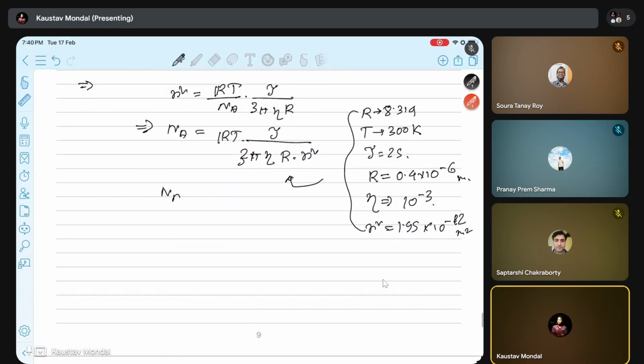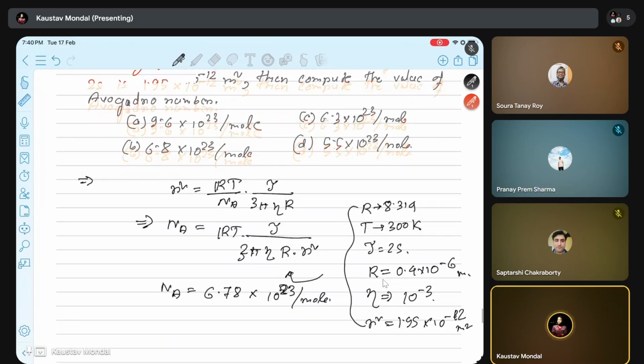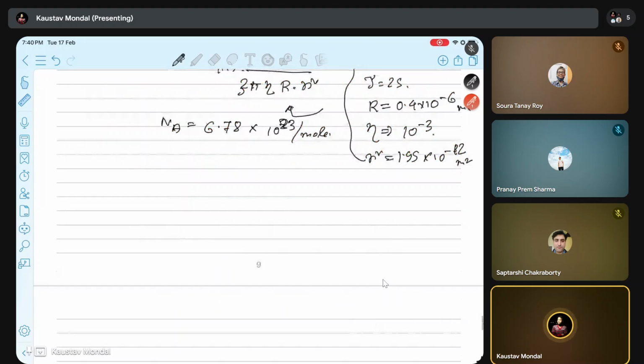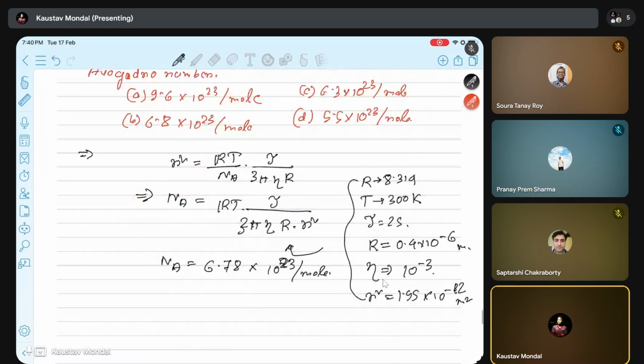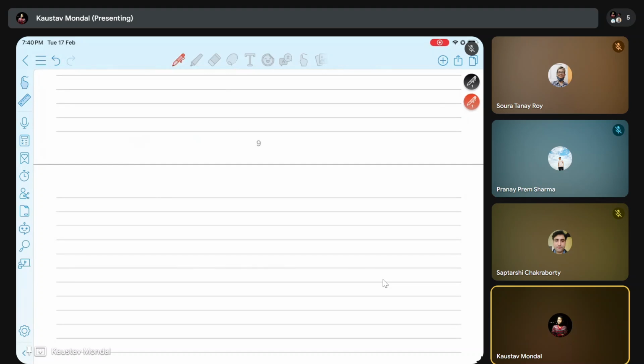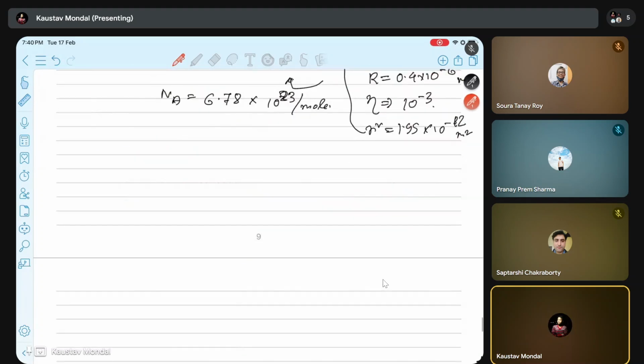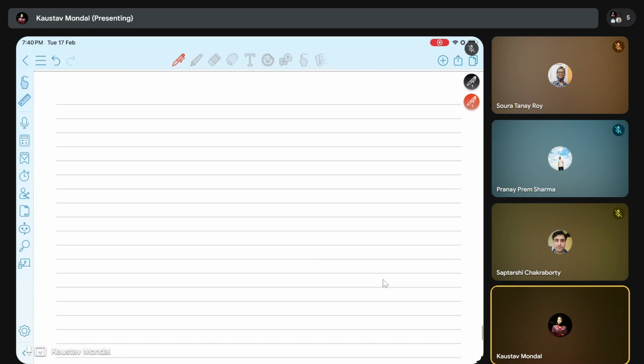After doing the substitution you'll get 6.78, a bit higher than 6.02, into 10 to the power 23 per mole. The more accurately you do the experiment, the closer you will get to the value of the Avogadro number. Now question 5.